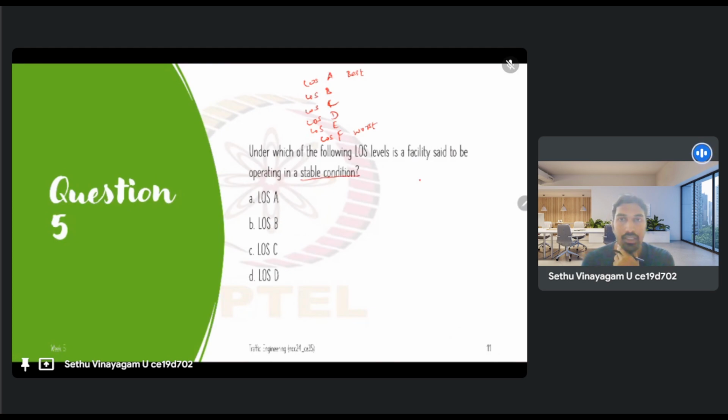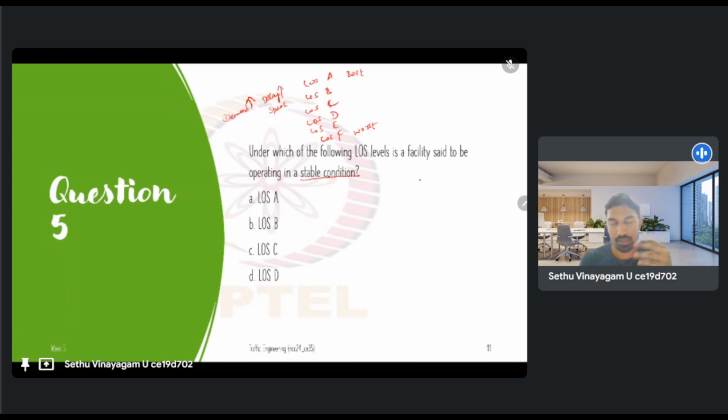So what is stable condition? As the demand increases, you are going to experience increasing delays, because the capacity of the facility is fixed. With increasing demand, the quality is going to go lower and lower. Quality you can define in terms of different measures, like delay, speed, and so on.